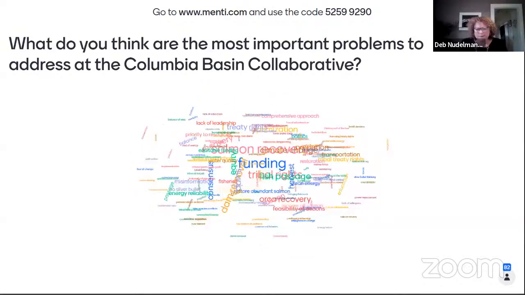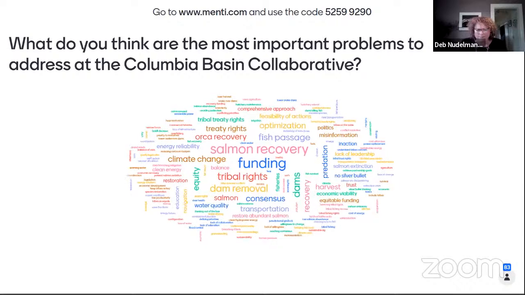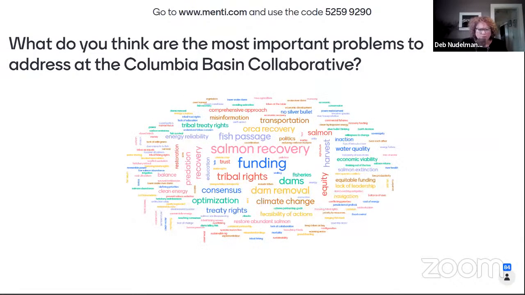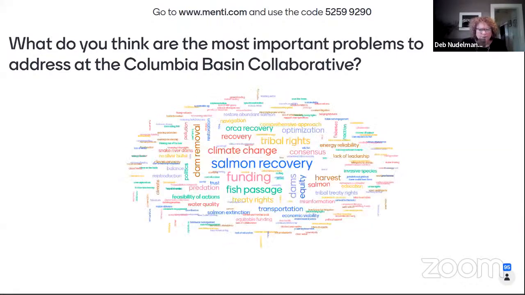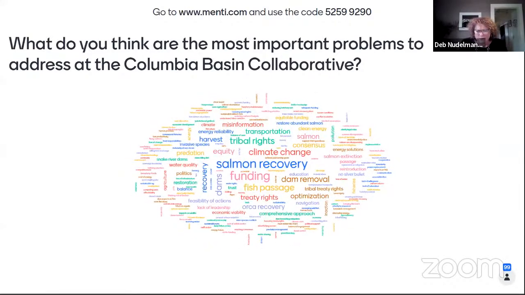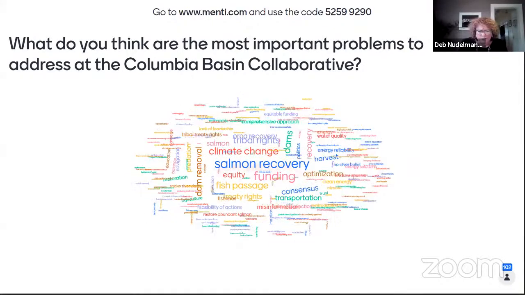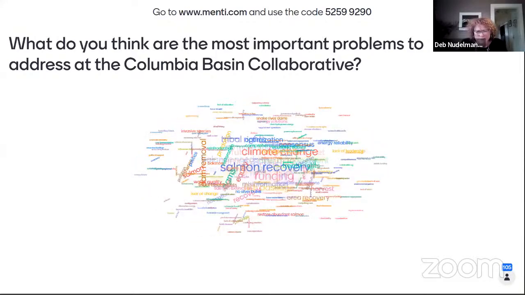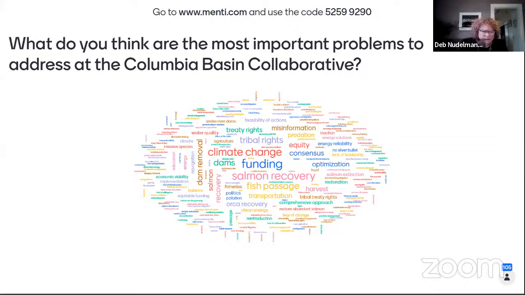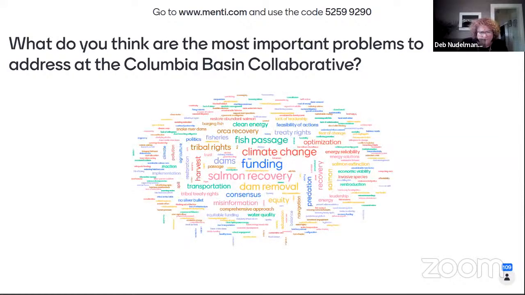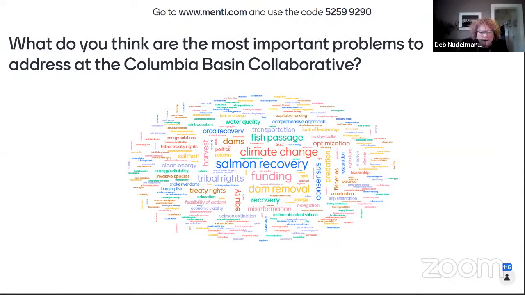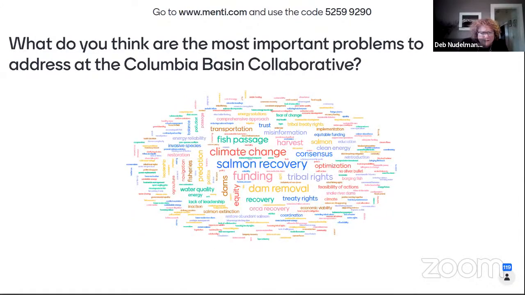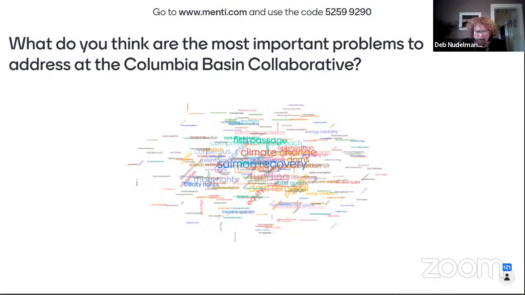This one includes fish passage, salmon recovery, dam removal, climate change, orca recovery, optimization, equity, funding is big and bold in the middle, tribal rights, dams and dam removal, fish passage, transportation, salmon extinction, misinformation, energy reliability, economic vulnerability, lack of leadership, Snake River tribes, inaction, invasive species, equitable funding, comprehensive approach, no silver bullet, water quality, fear of change, optimization, feasibility of actions, reintroduction, viability.